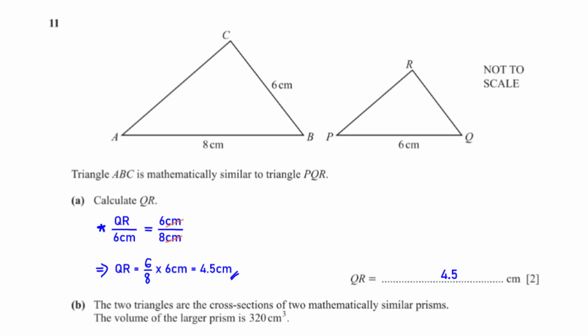Triangle ABC is mathematically similar to triangle PQR. Calculate QR. For similar shapes, the ratio of their corresponding sides is equal. When we make QR the subject, this is what we get, which is equal to 4.5 centimeters.